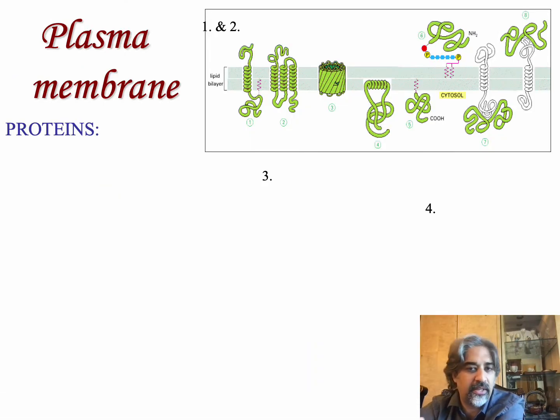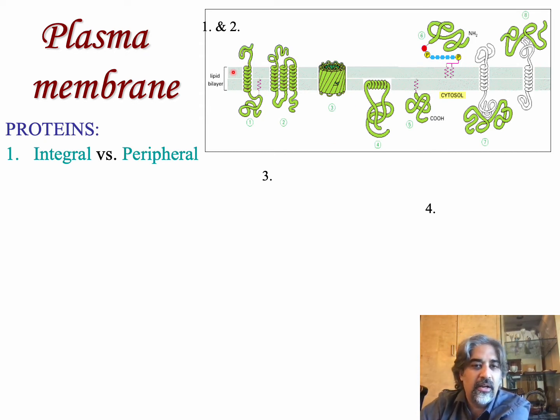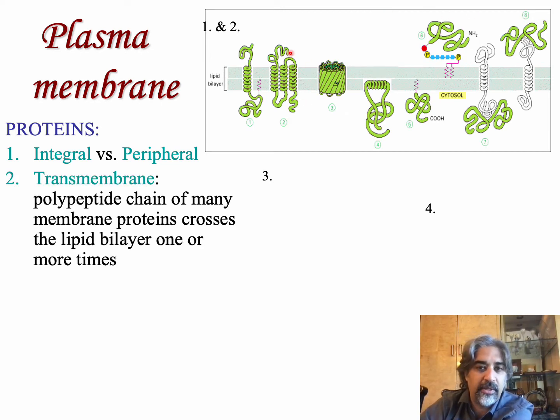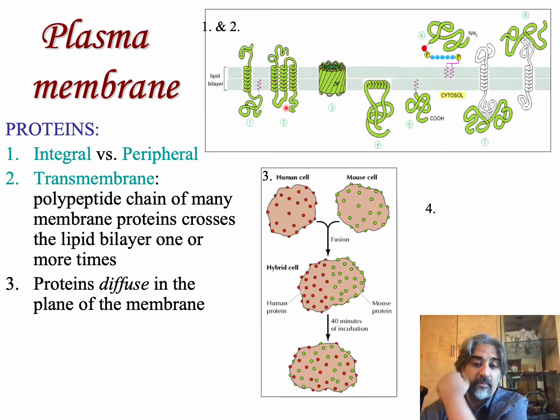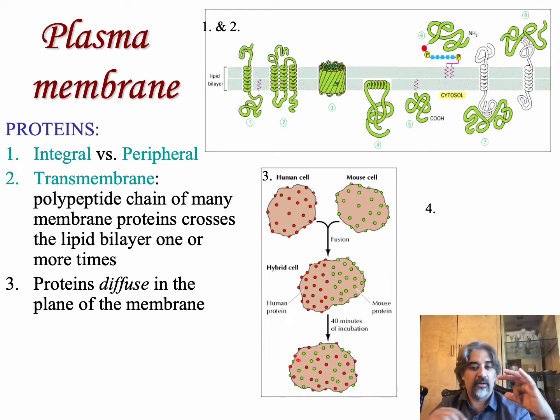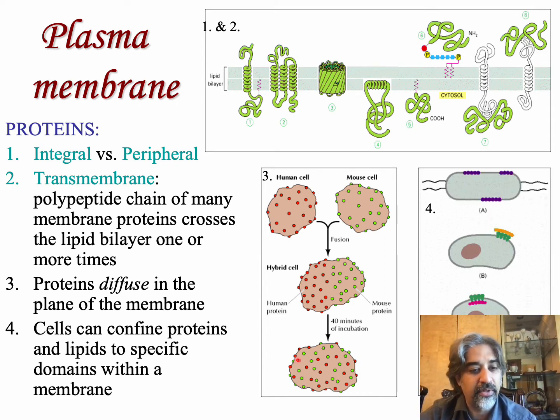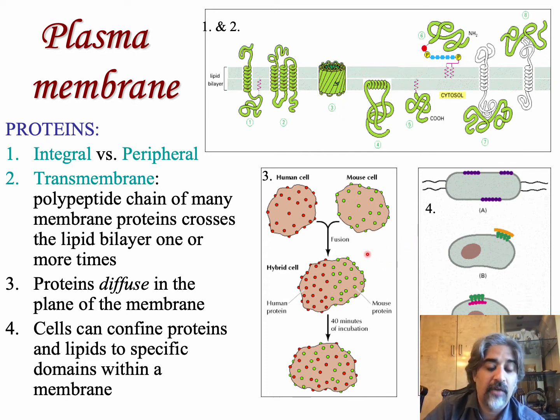So proteins, again, about half of the volume of the plasma membrane. They can be integral versus peripheral. They can be transmembrane, which means they're going all the way across the lipid bilayer. And we talked about the fluidity. So if you take a human cell and a mouse cell, put them together, eventually the proteins of the two will become a little more heterogeneous rather than homogeneous areas. And cells can confine their proteins and lipids to specific domains within a membrane in order to offer better function.